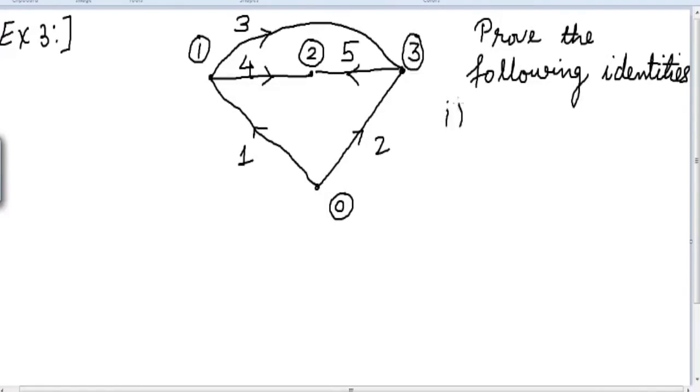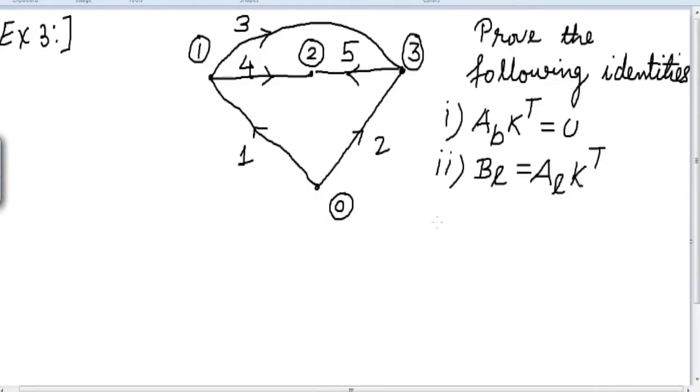Okay, so let's see what is the first identity. The first identity is A_B K transpose is equal to U. Don't worry at all, just write the question. We will prove these identities one by one and we will see what all these matrices are about. Second, B_L is equal to A_L K transpose. Then third is C_B is equal to minus B_L transpose. So these are the three identities which are to be proved by us in this particular problem.